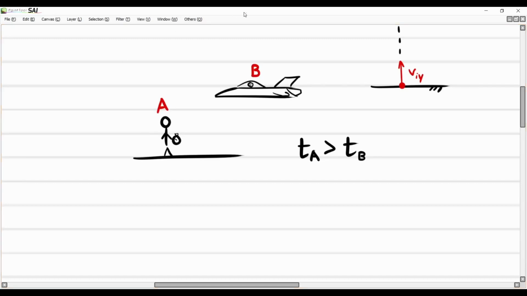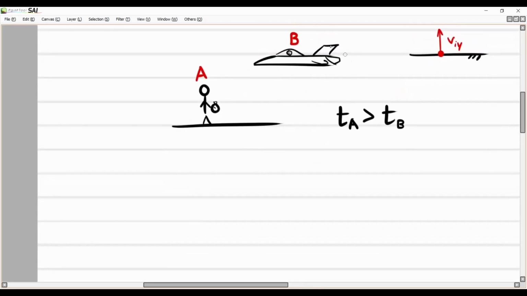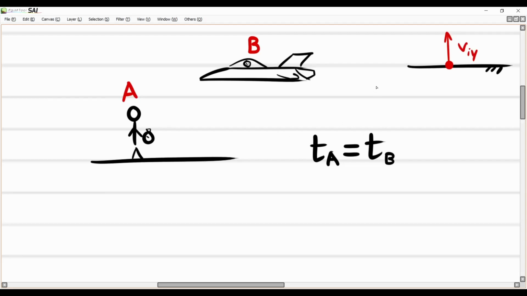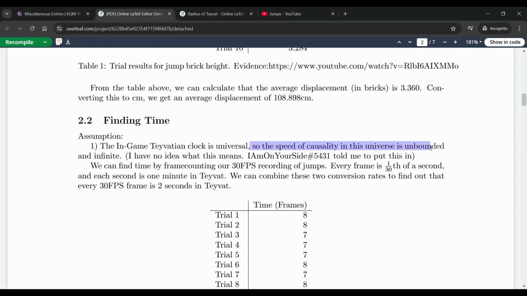Universal clock just basically means that it doesn't matter how fast you're moving or where you are, the amount of time passed is exactly the same. So you could be flying in this jet, but when you come back and get out of that plane, you two will have an equal time. Assuming that everybody starts their clock at exactly the same moment, and it doesn't matter where you are or how fast you're moving, you will always measure the same amount of elapsed time. That's what the universal clock means. And the speed of causality in this universe is unbounded and infinite.